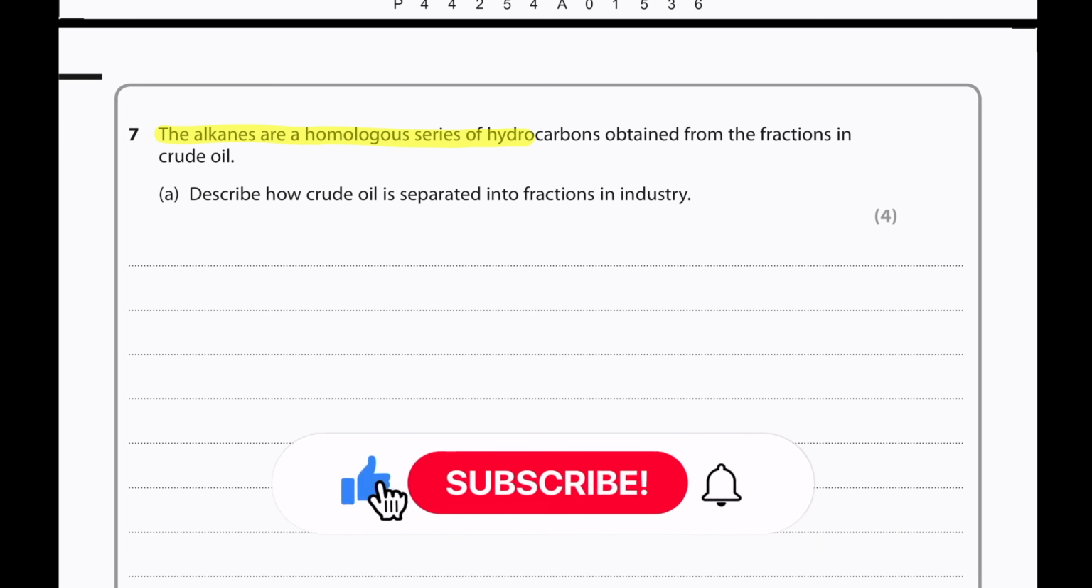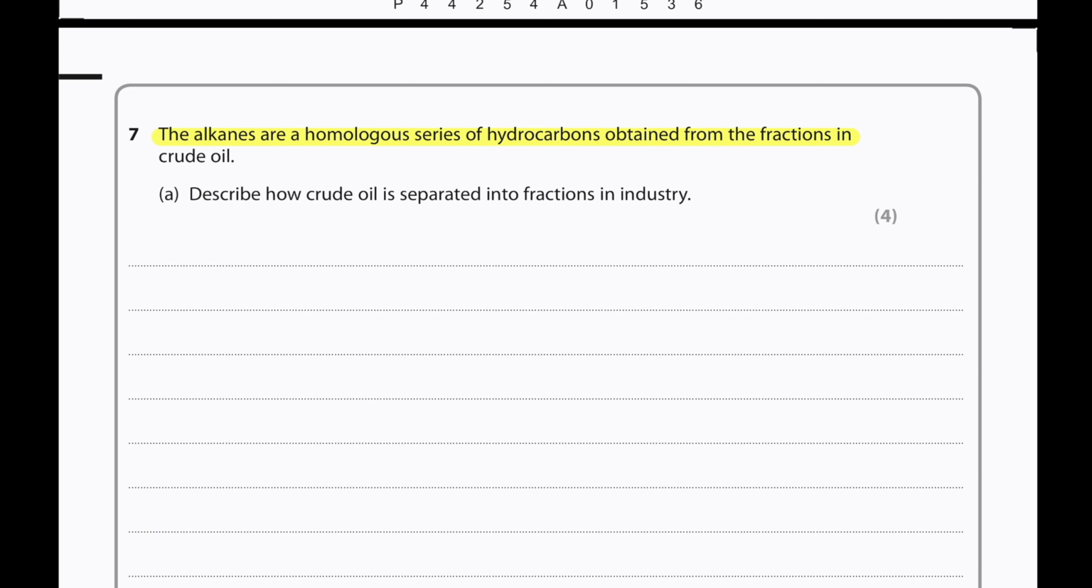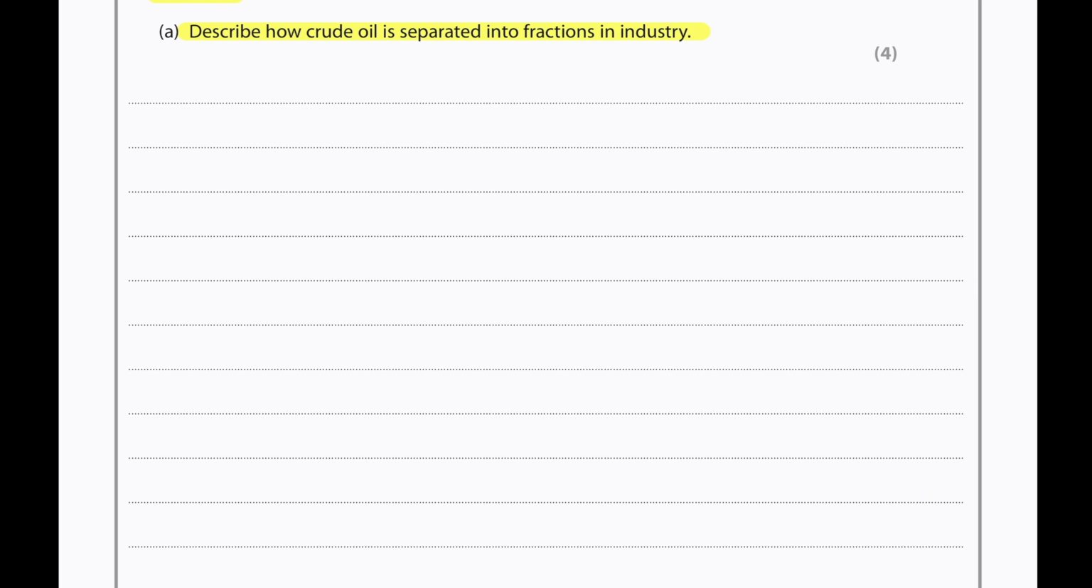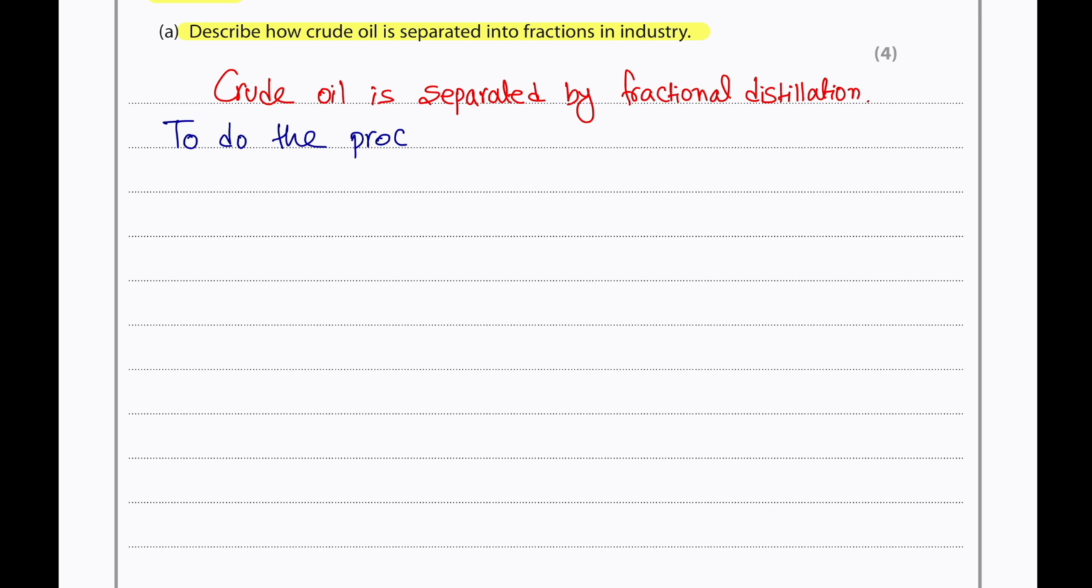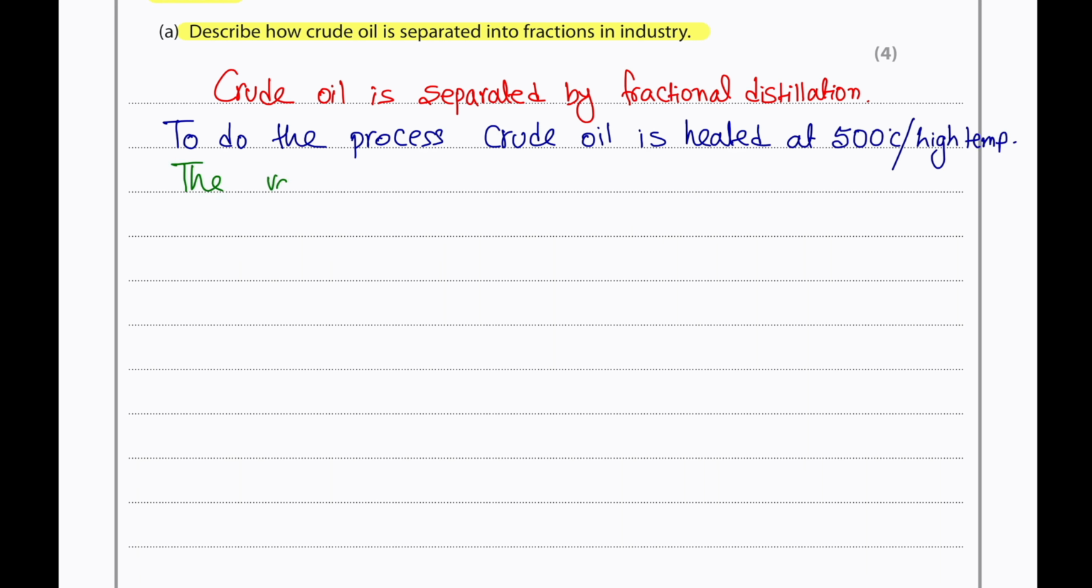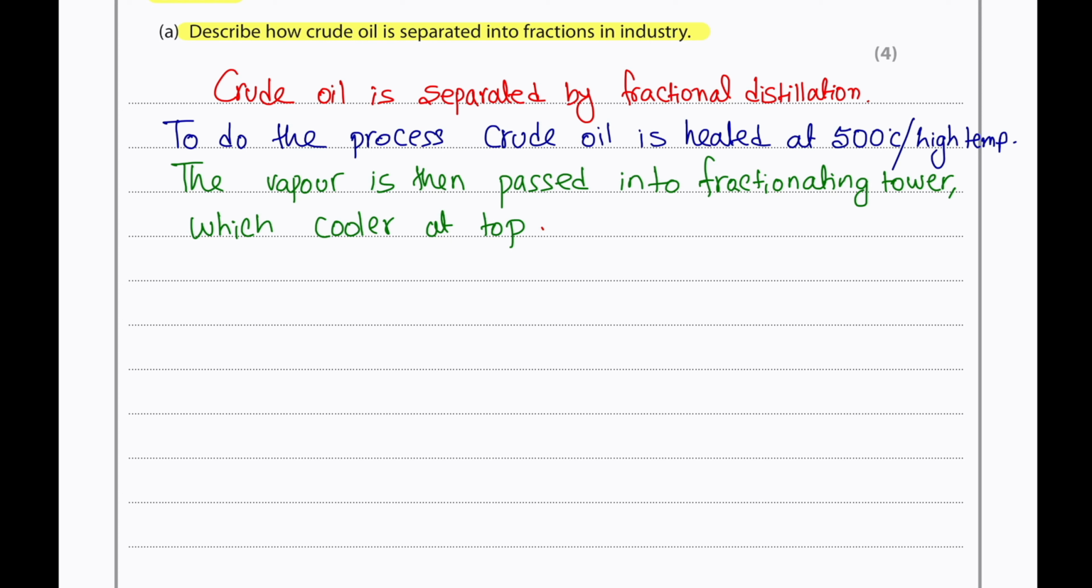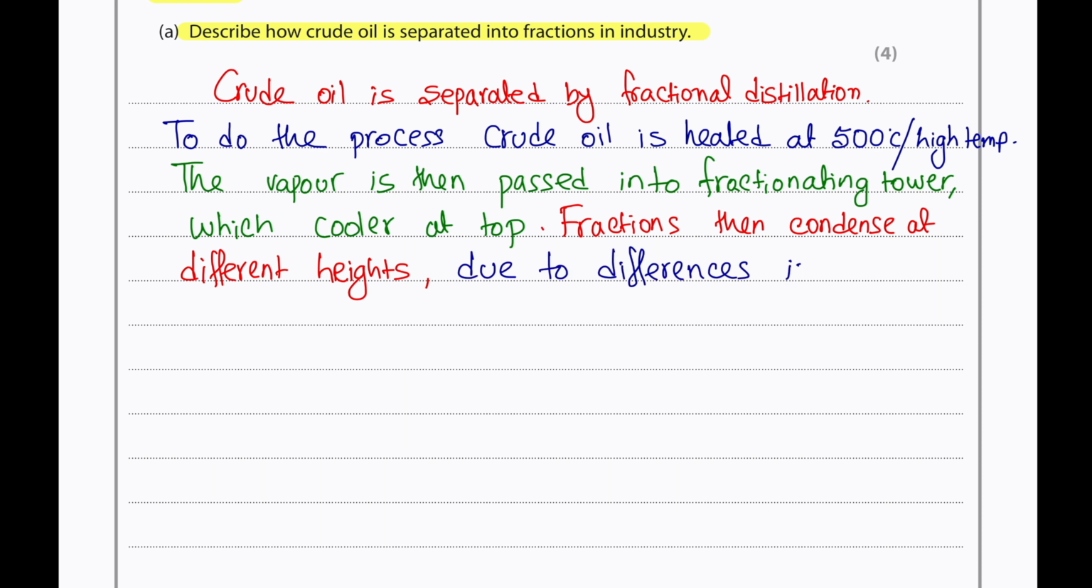The alkanes are a homologous series of hydrocarbons obtained from the fractions in crude oil. Describe how crude oil is separated into fractions in industry. Crude oil is separated in industry by using fractional distillation. The crude oil is heated to a very high temperature, for example 500 degrees Celsius, and then it is passed into the fractionating column or fractionating tower. The tower is cooler at the top but hot at the bottom, so there is a temperature gradient. The fractions condense at different heights due to their differences in boiling point.